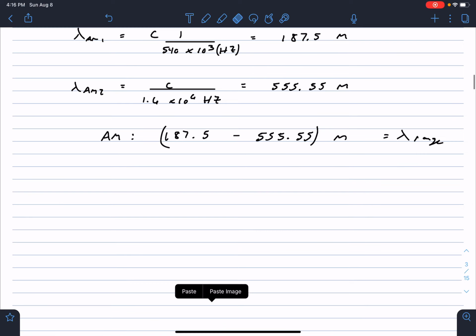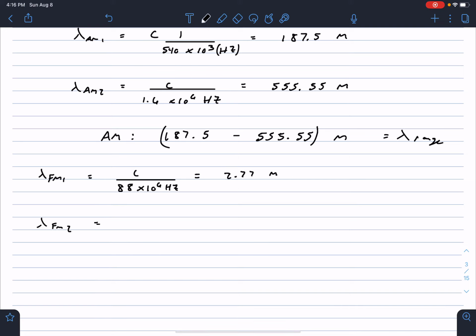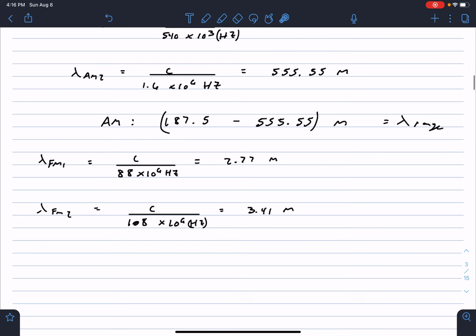Now for FM, FM1 equals C over 88 megahertz, so 88 times 10 to the 6 hertz. This gives us a value of 2.77 meters. Then C over 108 times 10 to the 6 hertz gives us a value of 3.41 meters.